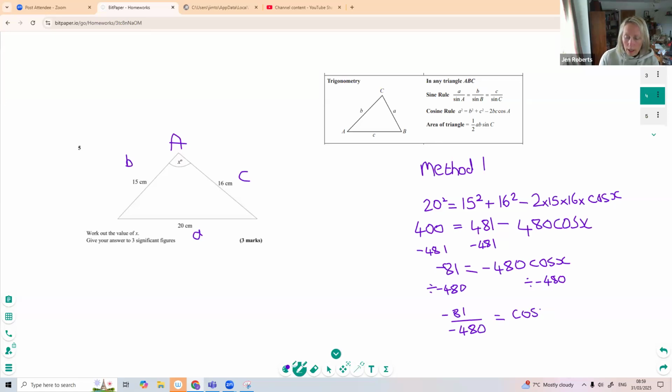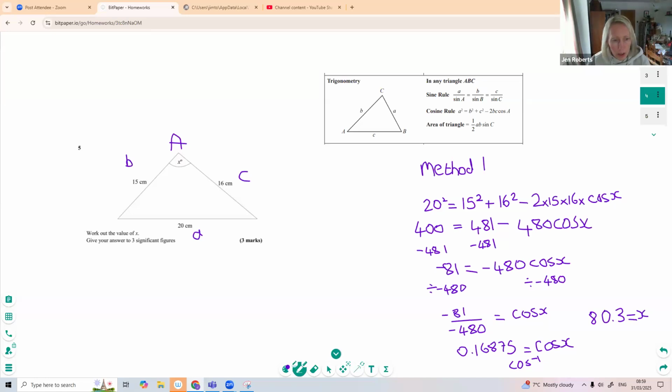I'm going to type that into my calculator now. So minus 81 divided by minus 480 is 0.16875, which is cos x. How do I get x by itself? I need to cos to the minus 1 both sides, which gives you 80.3 as your x, your angle.